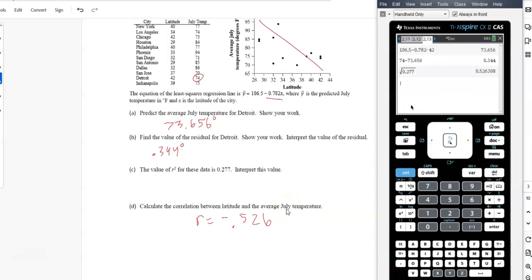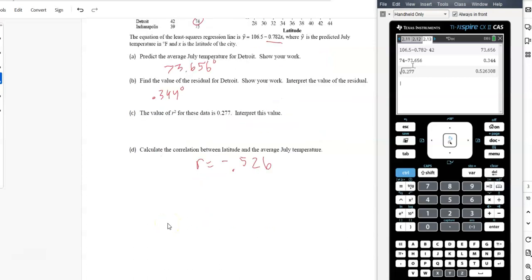The key is, if you just take the square root of R squared, it's not going to tell you if it's positive or negative, because R squared is always positive. So you really have to look: is this a negative correlation? Is the slope negative there? And it was, so that's going to make the difference.